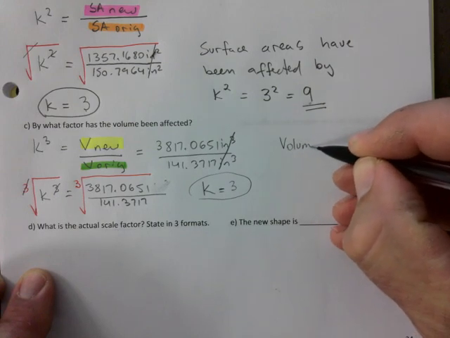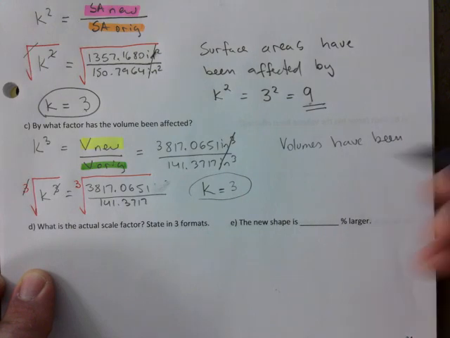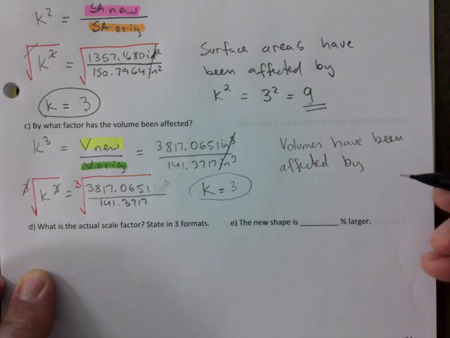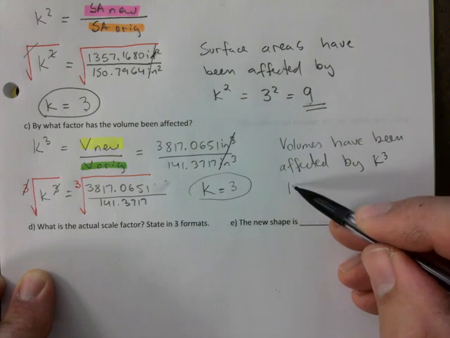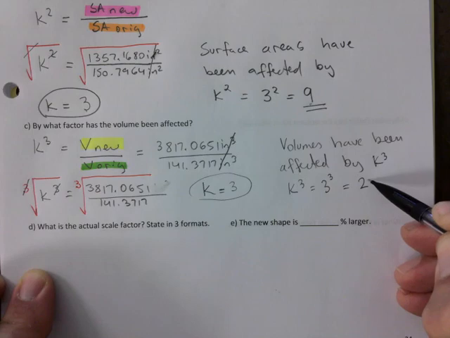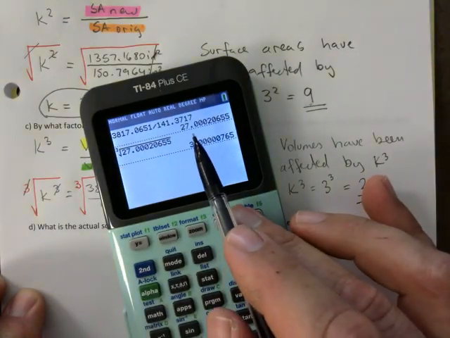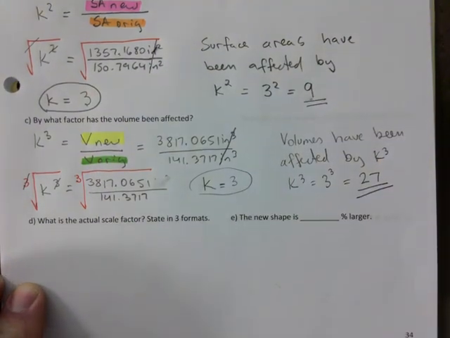Volumes have been affected by k cubed. K cubed, right? So k cubed is 3 cubed, which is 27, right? And there you have it. The 27 actually showed up when you divided the volumes, right? So there you have it.